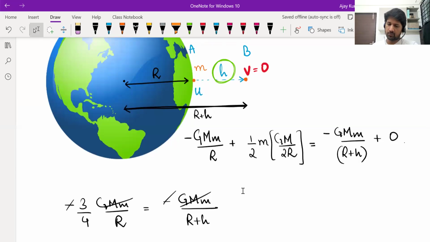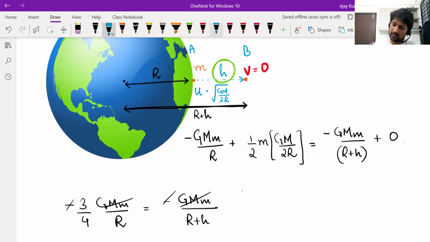So when projected with a speed of under root GM by 2R from the surface of the planet, the object rises to a height of R by 3, one-third the radius of the planet. Now, if you increase the speed of projection, the height to which it rises also will increase, because if you are giving more speed, meaning more energy, then the height to which the object rises also will increase.